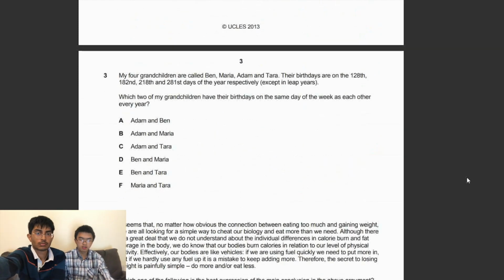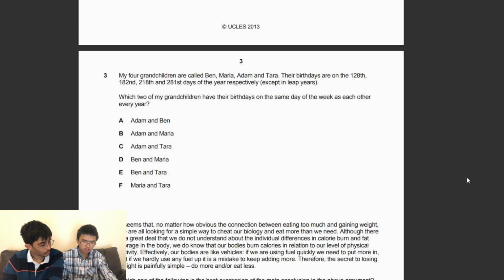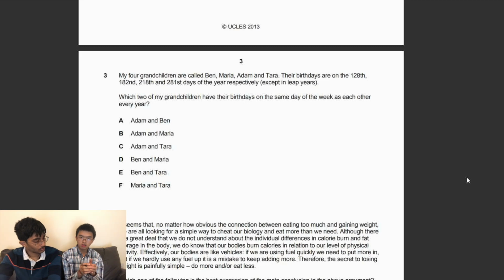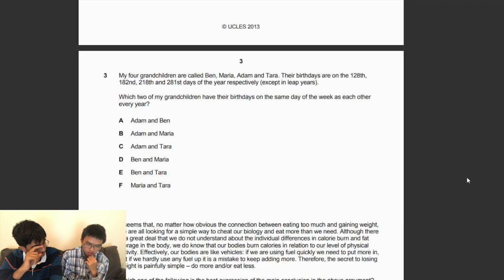Okay, so we have another problem-solving question now. You have 4 grandchildren, their birthdays are on those days of the year respectively, except in leap years. So which 2 have their birthdays on the same day of the week? So that means you have to look for 2 numbers that are a multiple of 7 days apart. So 128 to 182, 128 to 218, that's 90. In fact, let me write it out so it's easy for you guys to see.